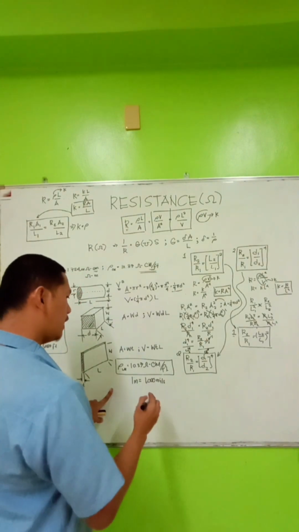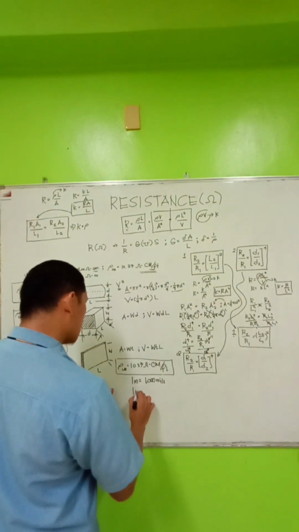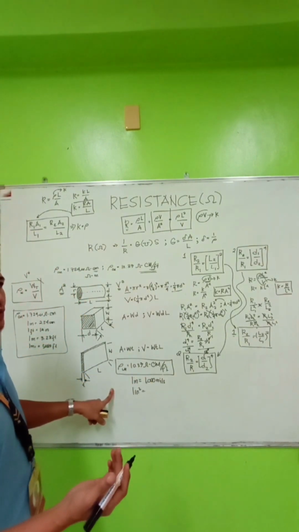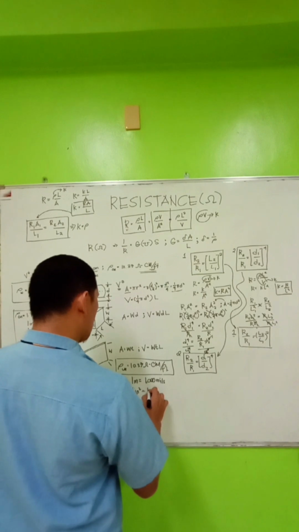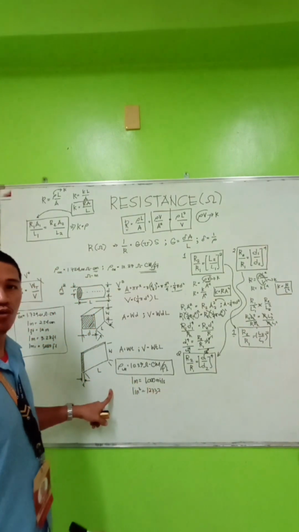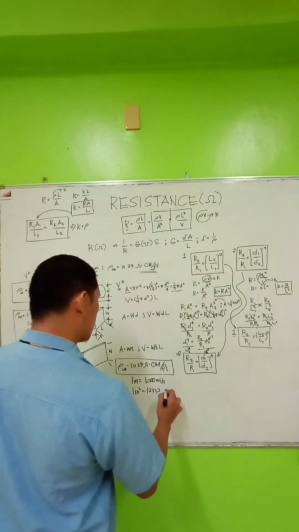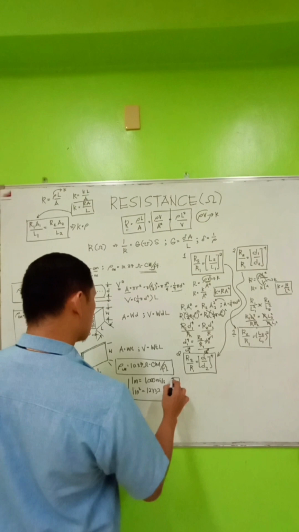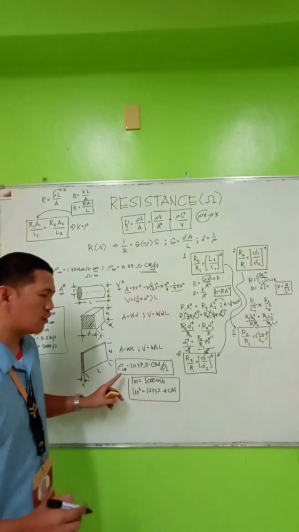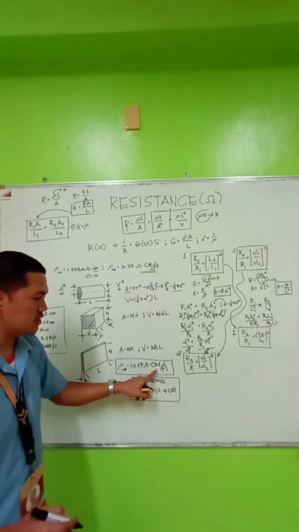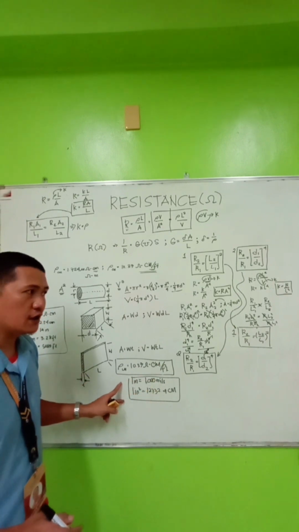In every square inch, how many circular mils? There are 1,273,240 circular mils. If you're dealing with circular mil per foot, the foot can be dealt with, but the circular mil conversion you need to remember. Okay?